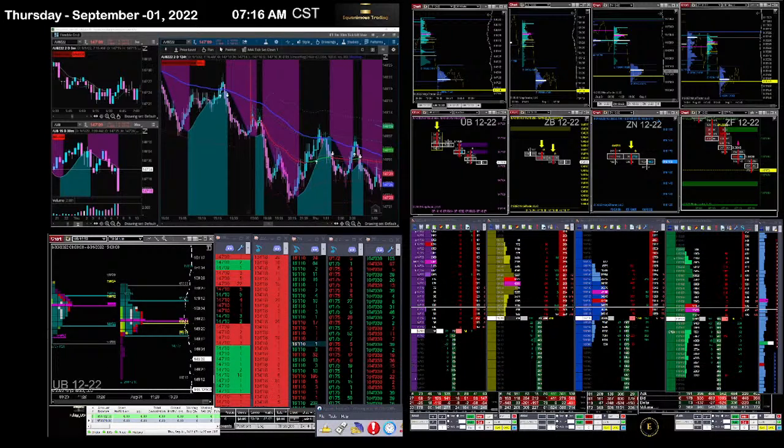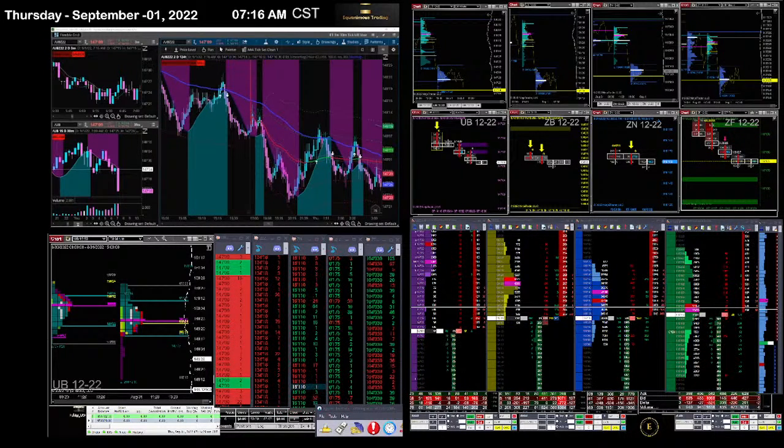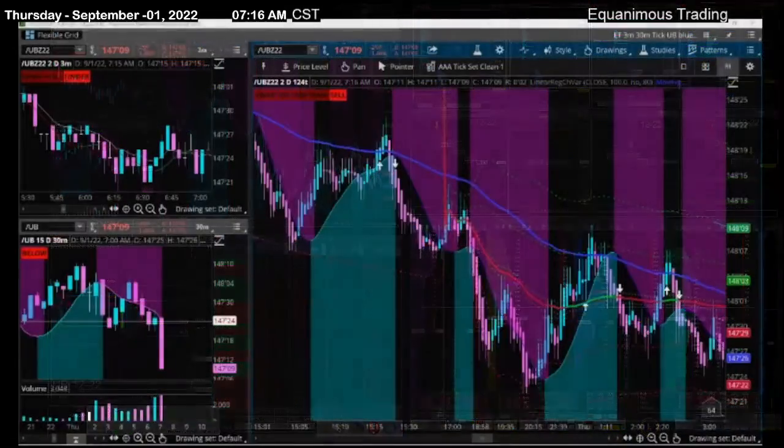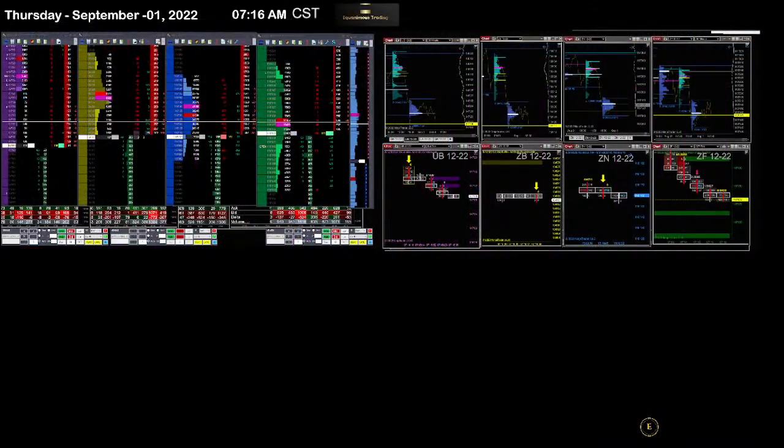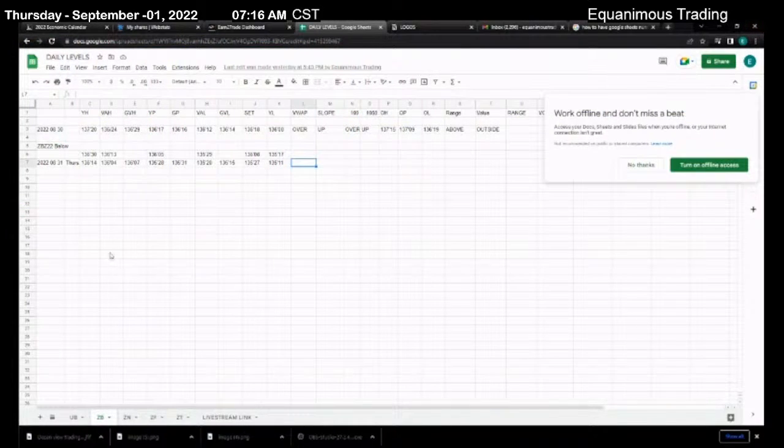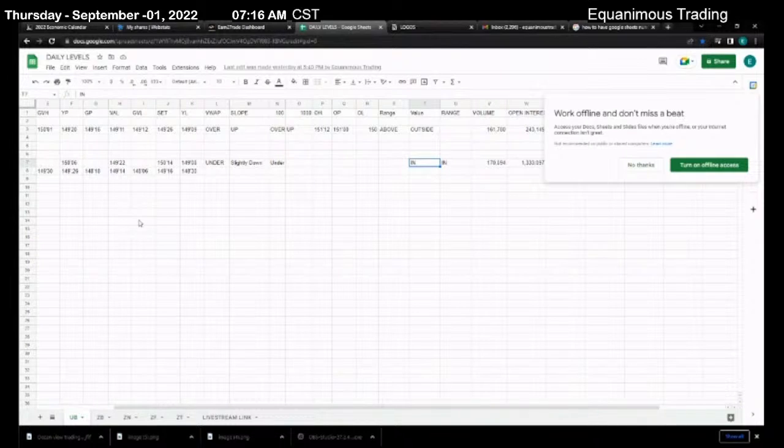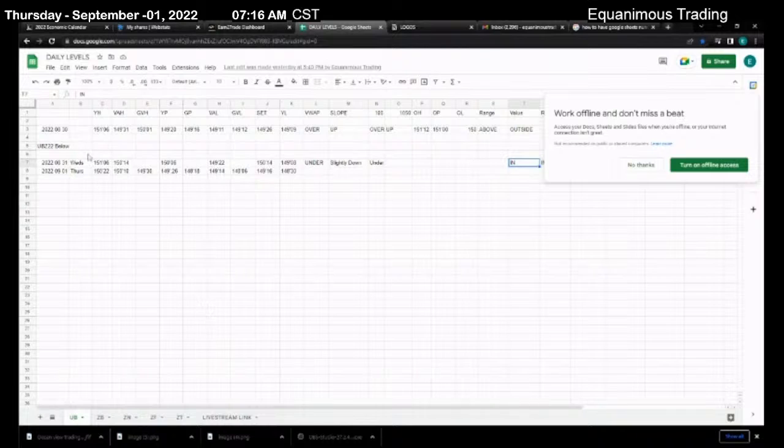One other thing to show you, and that is our daily levels. All right, so I'm just going to flash through these real quick. This is where I've started to log the daily numbers, daily levels. So we've got yesterday's high. This is the UB. I've just got them in tabs: UB, CB, ZN, ZF, CT. I've just got them yesterday's high.